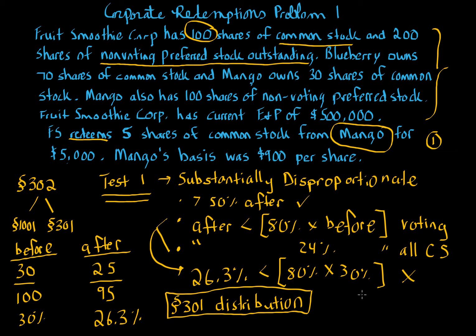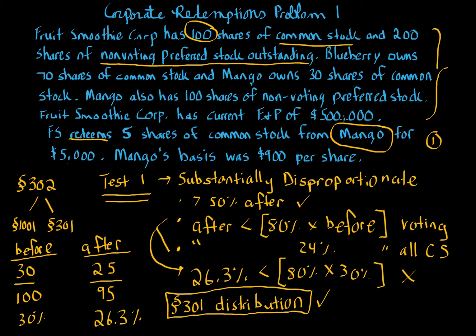So it fails Revenue Ruling 75-502. This would not be viewed as a meaningful reduction of control because we're focused on voting percentage. Therefore, it fails all 4 tests, and it's a Section 301 distribution. So what does that mean? It's going to have to go through the distribution checklist, right? Step 1, 2, 3, 4.